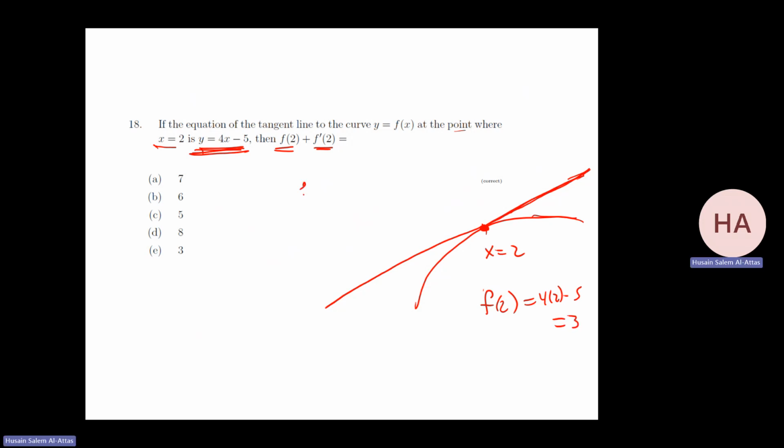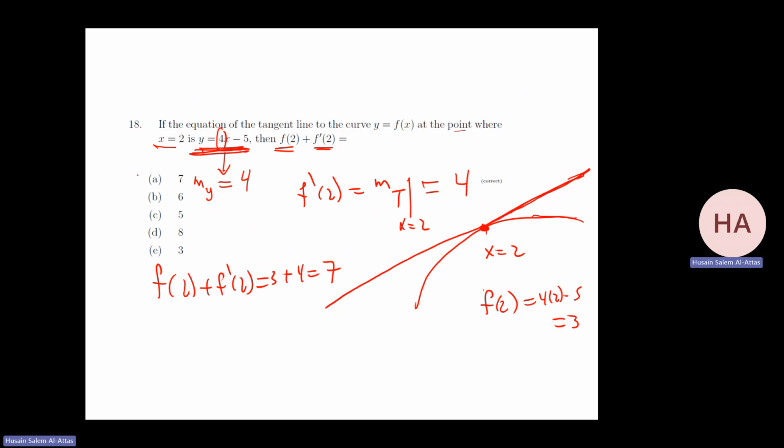Now, f prime at 2 will be the slope of the tangent at this point, at x equal 2. What is the slope of this line? The slope of this line is 4. So this is equal to 4. So what will be the sum? f of 2 plus f prime at 2 will be 3 plus 4, which is 7. So this is what you may answer.